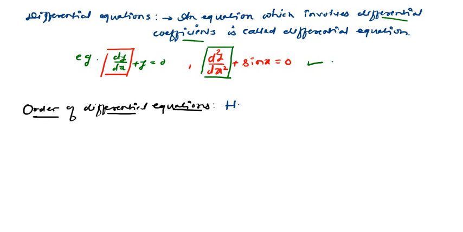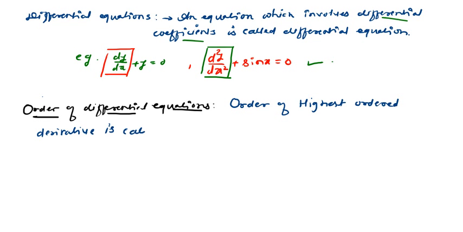So what is the definition? It is the order of the highest ordered derivative. I will write it like this: the order of the highest ordered derivative is called the order of the differential equation.